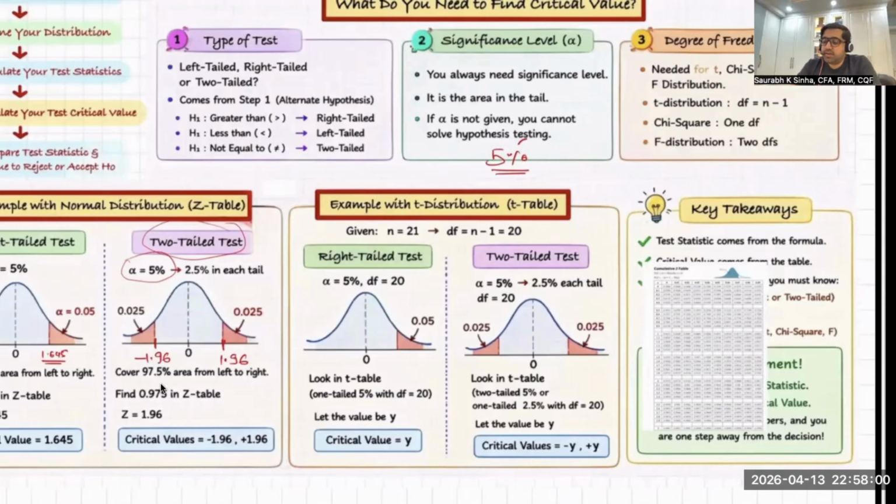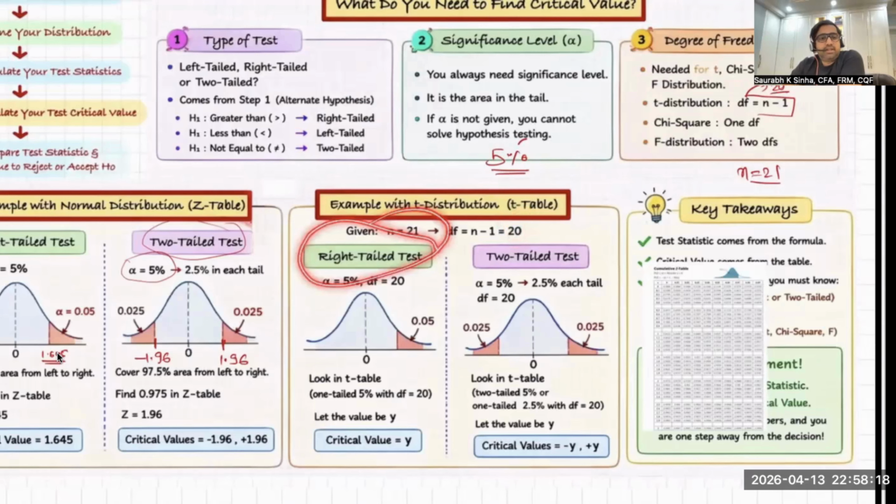Now we need a degree of freedom. The degree of freedom is n minus 1 for t distribution. Suppose the sample size is 21. So the degree of freedom is what? 20. Perfect. So in our example, we have degree of freedom as 20.